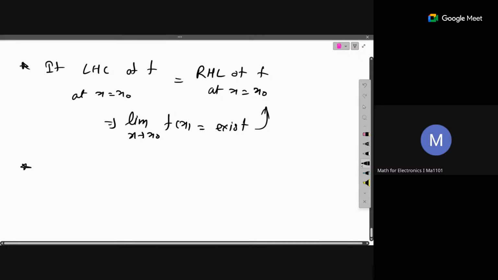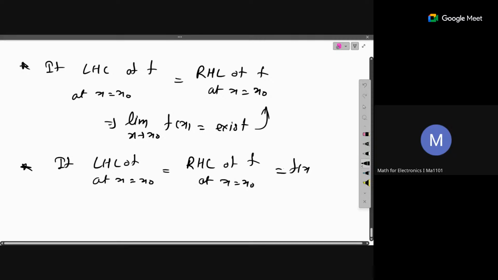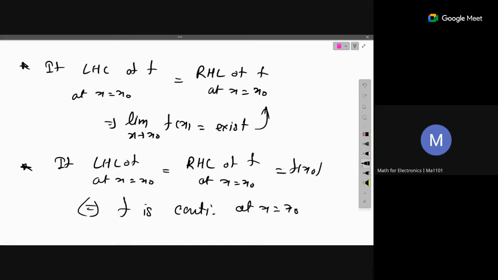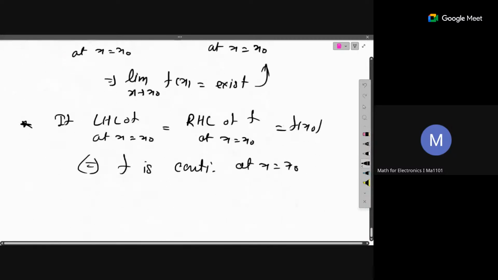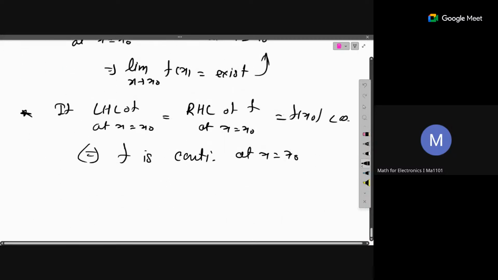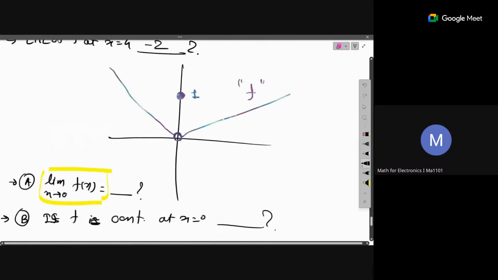The second thing is, if the left hand limit of f at x equals x naught is the same as the right hand limit of f at x equals x naught is the same as f of x naught, if this particular equality holds, then we say that f is continuous at x equals x naught. It holds vice versa. That means if f is not continuous at x equals x naught, one of these quantities is not equal to the others. And obviously we are considering them to be finite, not the infinity case.